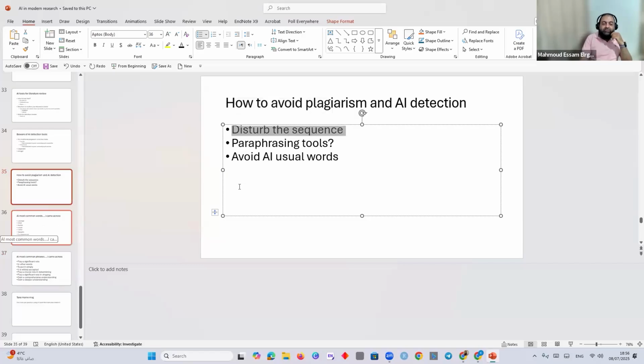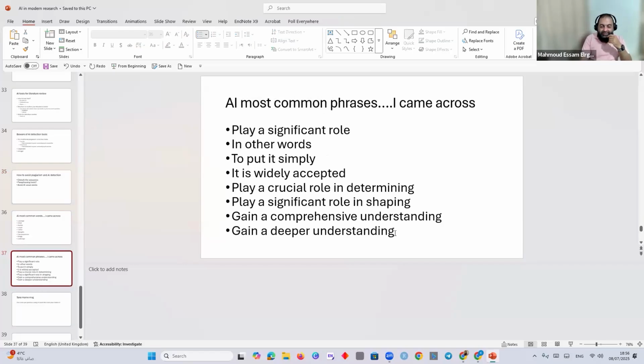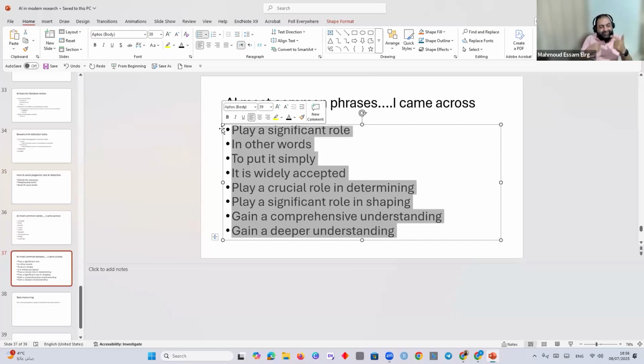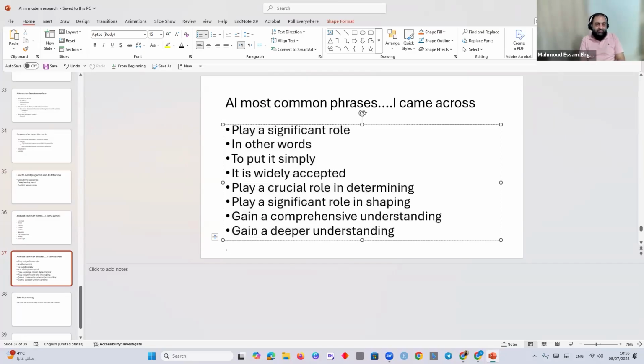What I mean by trying to disturb or paraphrasing the tools is, you will see these words being repeated a lot. You need to change these words at the beginning. These words are, this is a red flag that you are using ChatGPT. Okay.